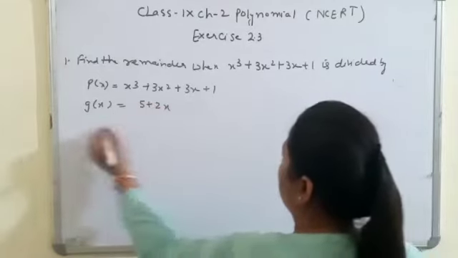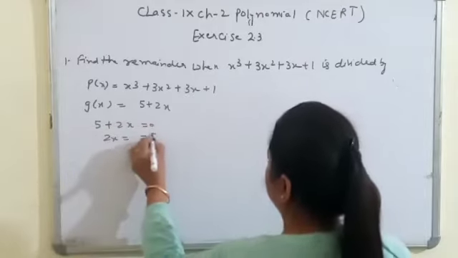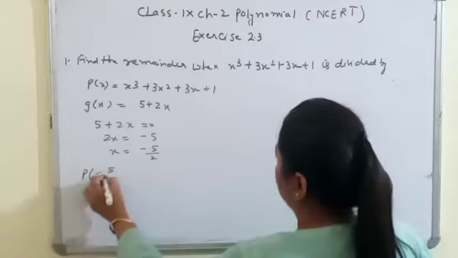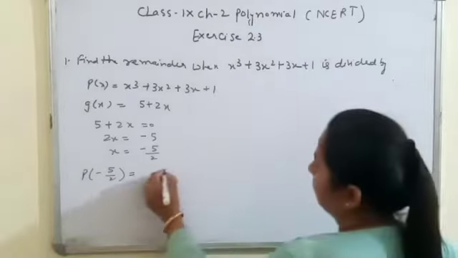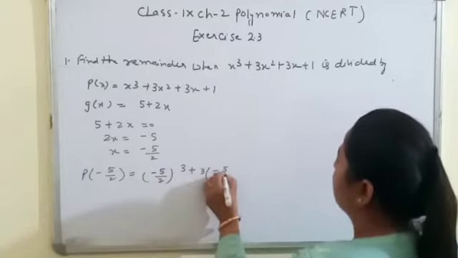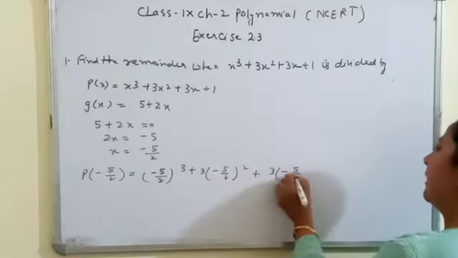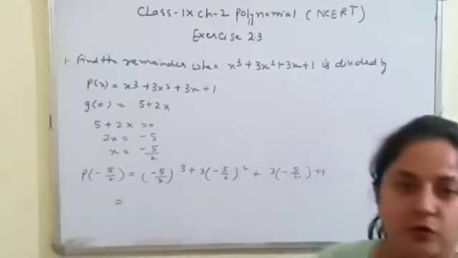Plus 2x. Now find the 0, that is minus 5 by 2. Substitute the value minus 5 by 2. Result is (minus 5 by 2) power 3, plus 3 into (minus 5 by 2) power 2, plus 3 into minus 5 by 2 plus 1. Now multiply minus 5 by 2 up to 3 times.